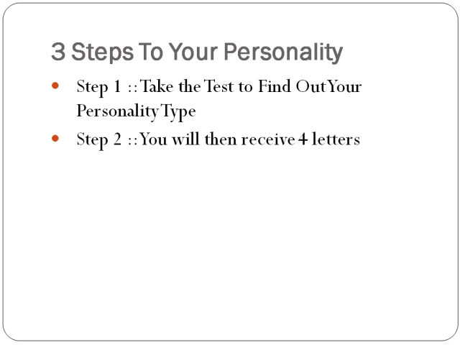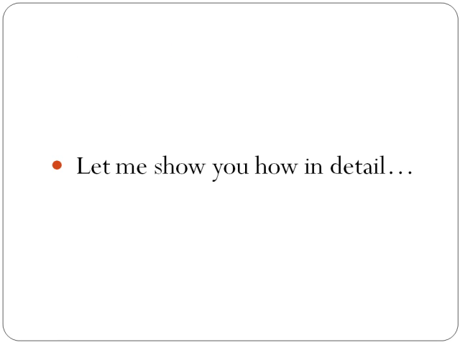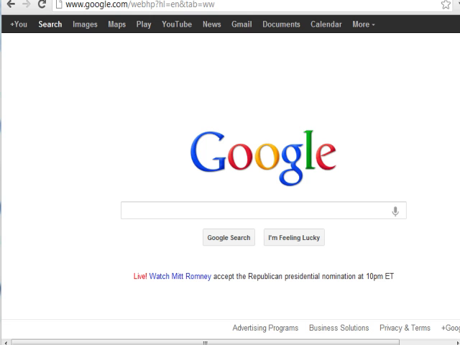Step number 2, after you take the test, you're going to be given 4 letters. And then what we're going to do is research these 4 letters, so I can pinpoint them. We're going to figure out where you can find more information about them, more accurate information, and we're going to go from there. So let me show you how to do this in more detail.